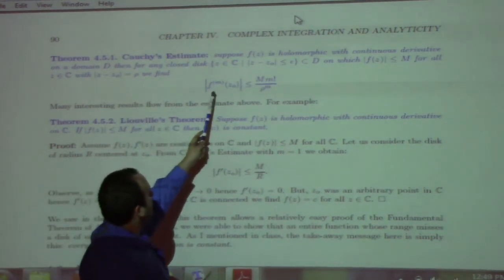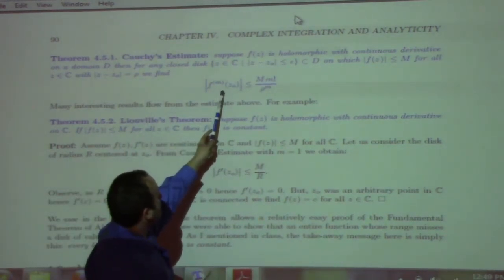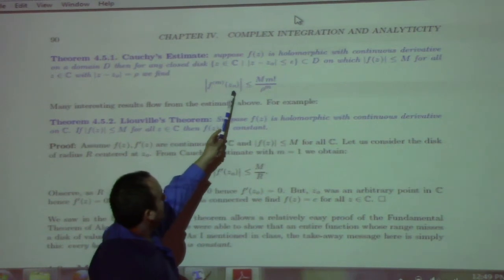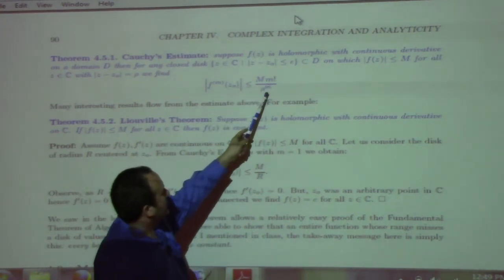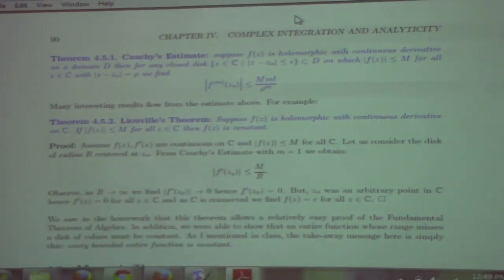Anyway, you find that the mth derivative of the function at z naught has to be less than or equal to m factorial times M over rho to the m. And that's just this: basically, take the modulus of Cauchy's integral formula, and that's what you get. So that's supported by the thing we looked at on the last page.